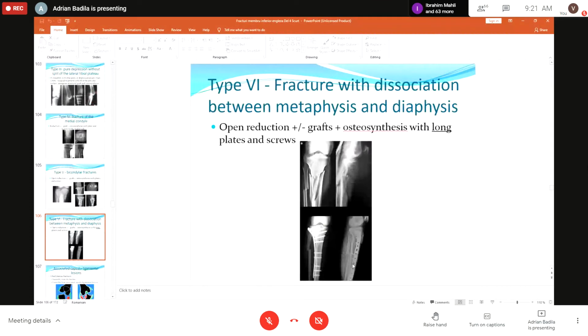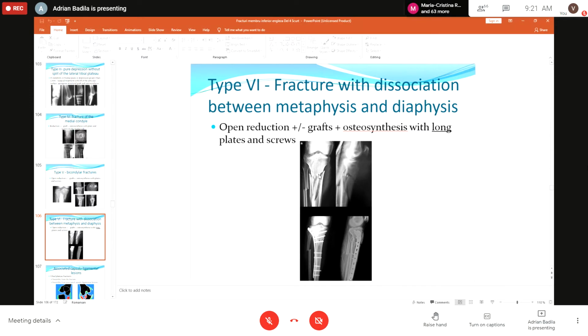And finally, the type 6 fracture. It's any fracture at the level of the tibial plateau associated with another fracture at the level of the metaphysis or at the level of the proximal diaphysis of the tibia. We will do the same thing: open reduction, grafts if it is required, and osteosynthesis with a long plate and screws in this case.